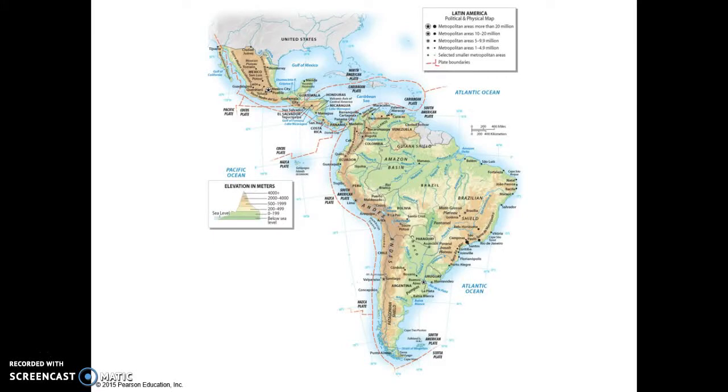First, we look at the environmental geography, or the physical geography, of Latin America. Let's start with Mexico and look at how mountainous it is.